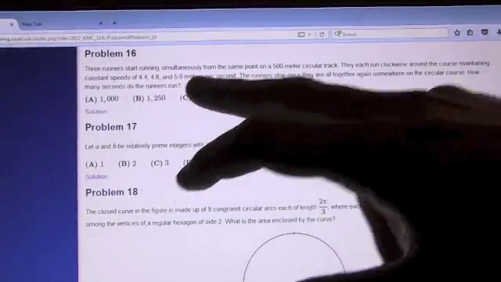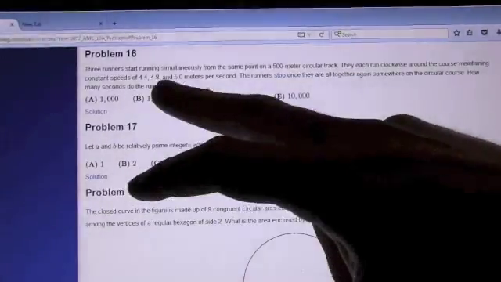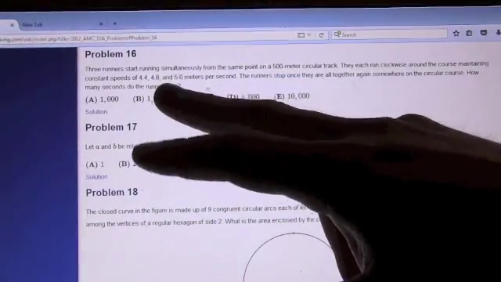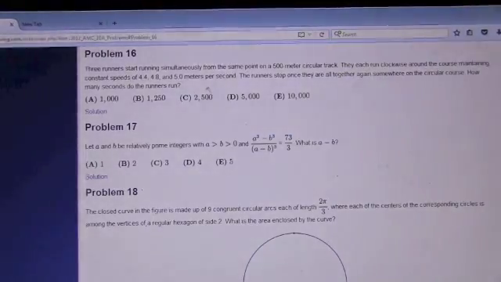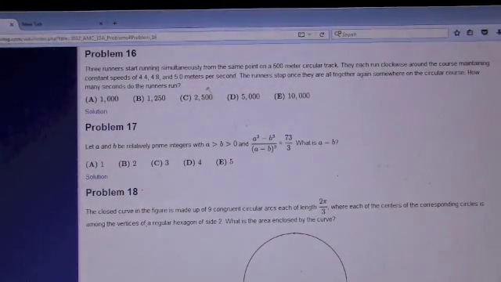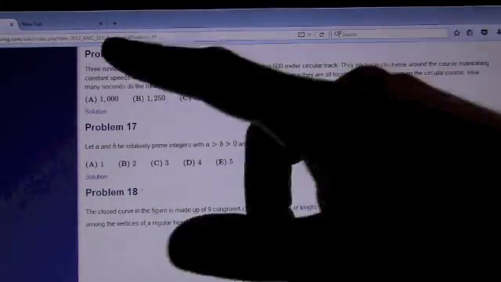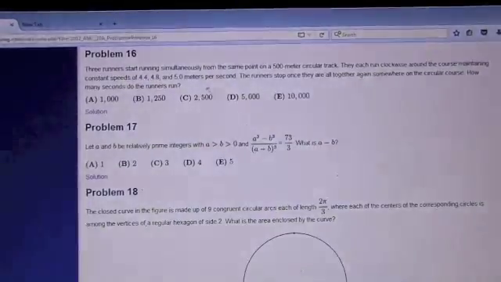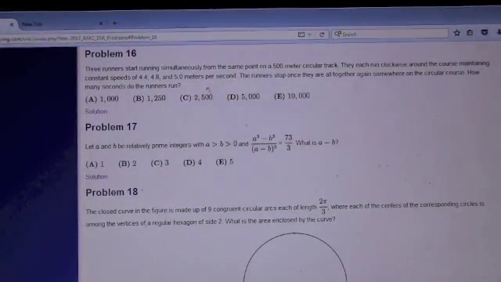See, the only things we have in this problem are a 500 meter circular track, 4.4 meters per second, 4.8, 5.0 meters per second. So we have time and velocity or speed. So, and each one would have to differ by a factor of 500. Yeah. So how far has the 4.4 meters per second person run in 1,000 seconds? Well, it would be 4,400.